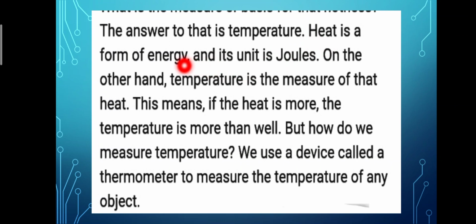Heat is a form of energy and its unit is joules. On the other hand, temperature is the measure of that heat. This means if the heat is more, the temperature is more as well. But how do we measure temperature? We use a device called a thermometer to measure the temperature of any object.